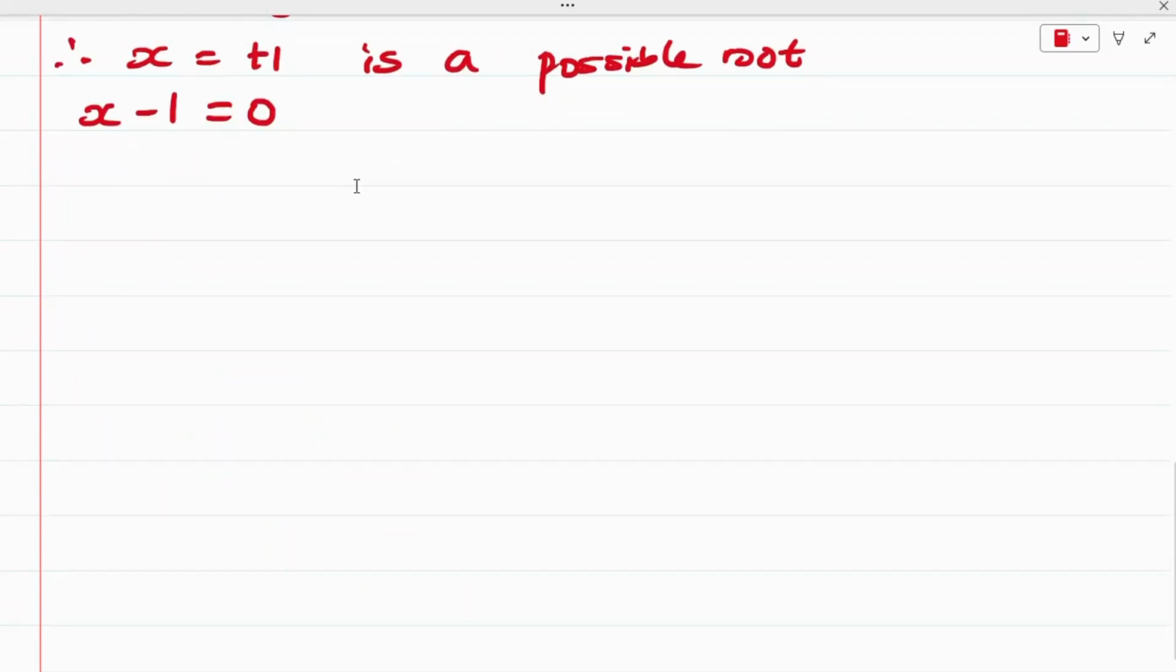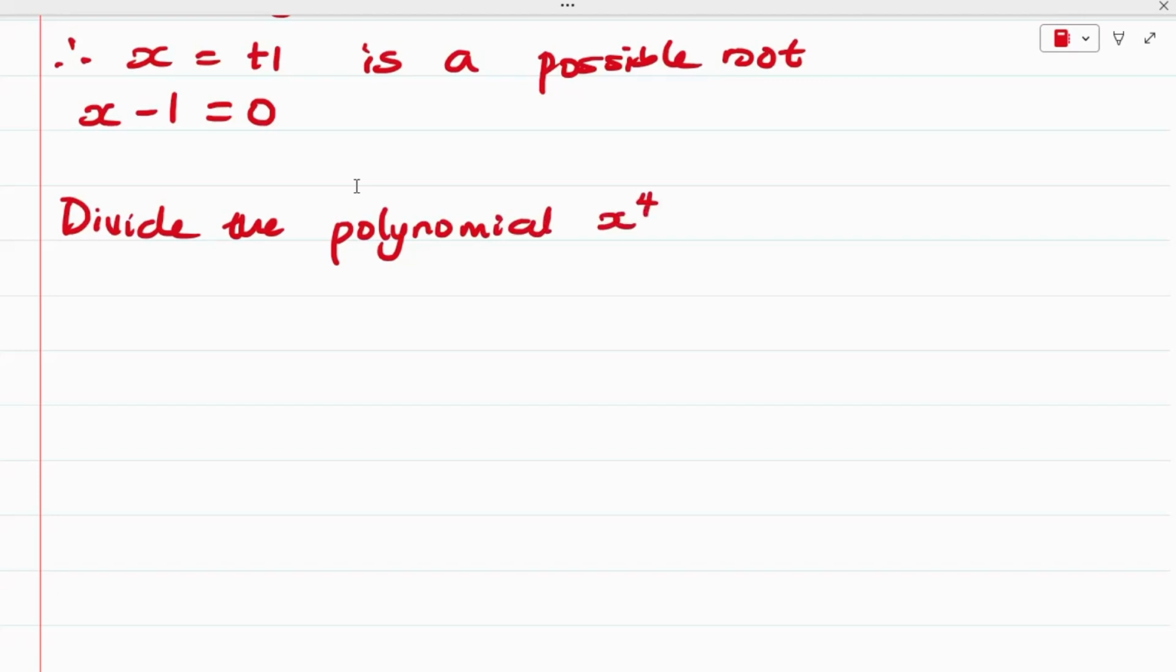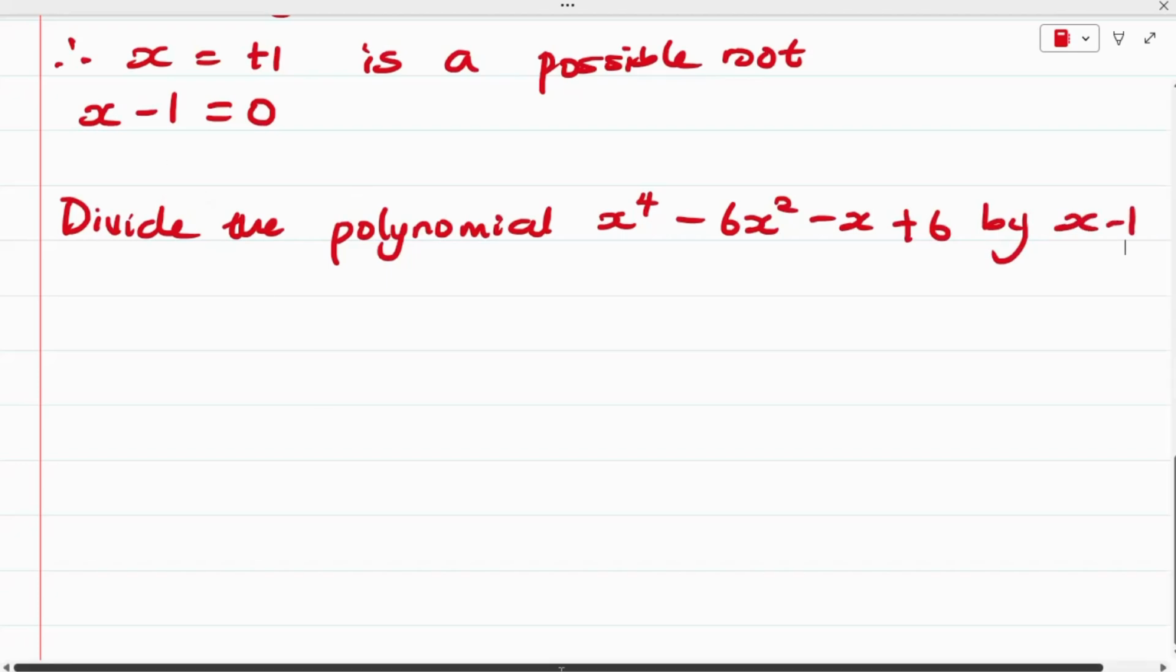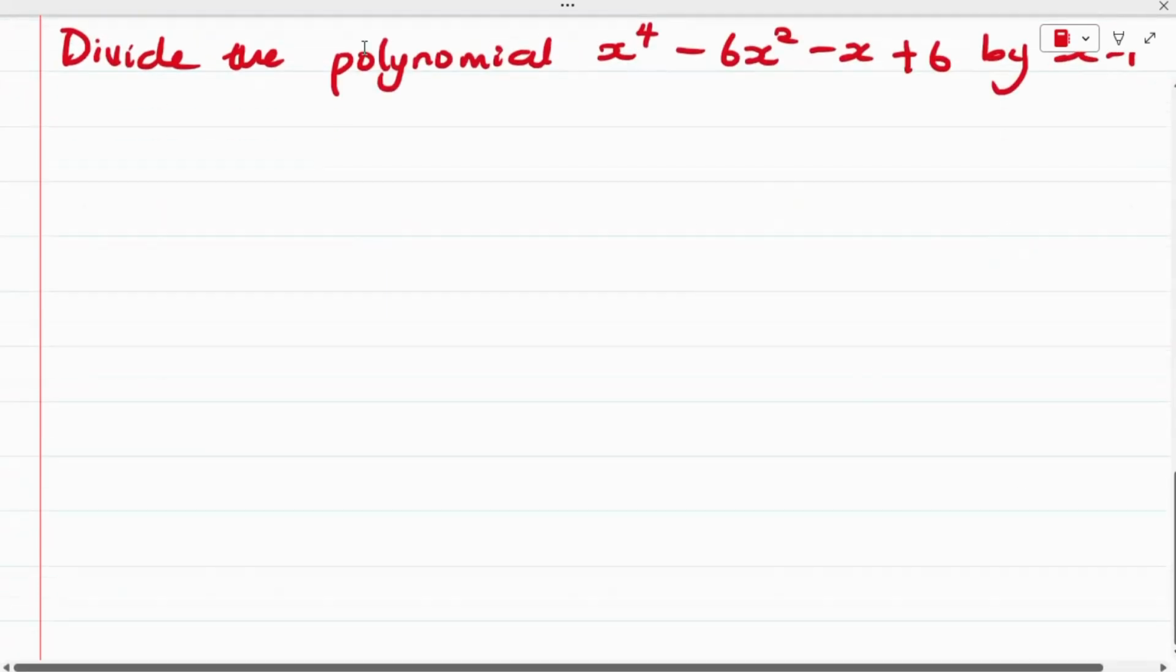So the next thing, guys, we want to do is to divide the polynomial, and the polynomial is given as x raised to the power of 4 minus 6x squared minus x plus 6. We want to divide it by the possible root, which is x minus 1. And we are going to do this making use of long division. Okay?